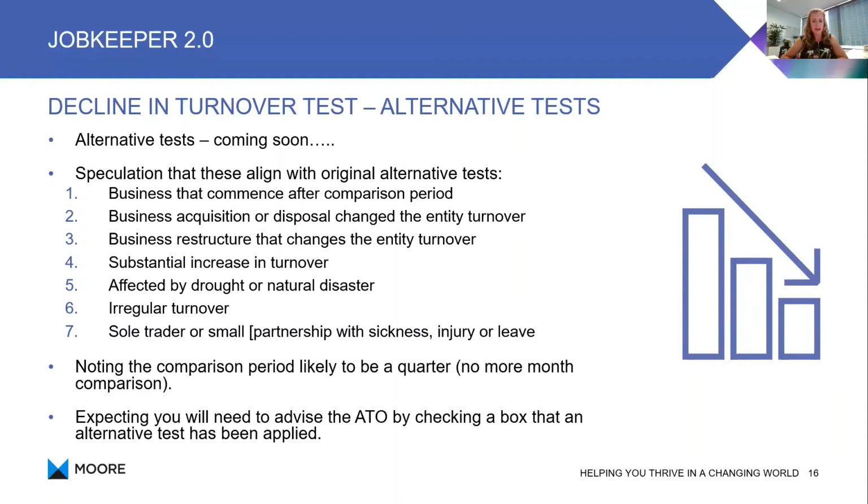Also expecting that the ATO is going to expect you to check a box on your form to note that you've actually applied an alternate test. So there might be an extra disclosure to make to tell them that you're not just applying the GST attribution basis from the equivalent quarter last year, that you'll have to let them know that you're applying a different quarter.